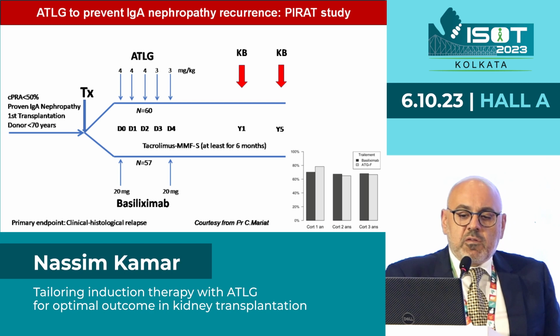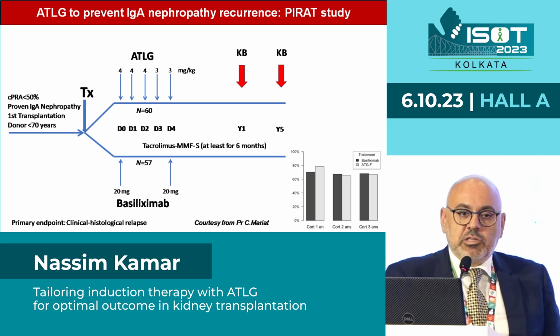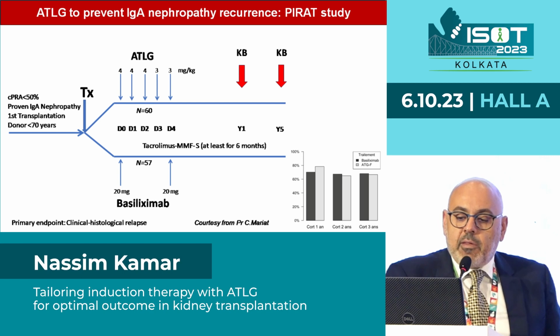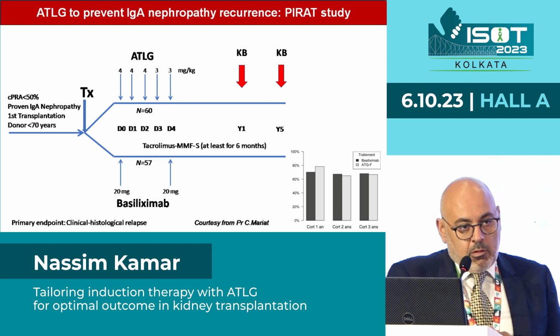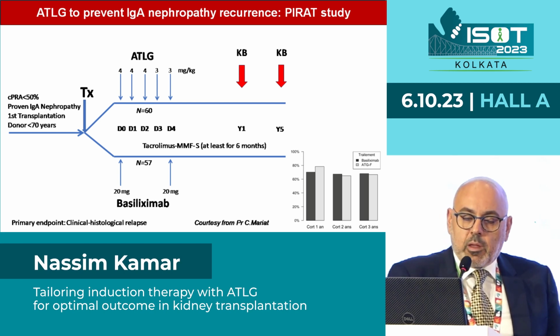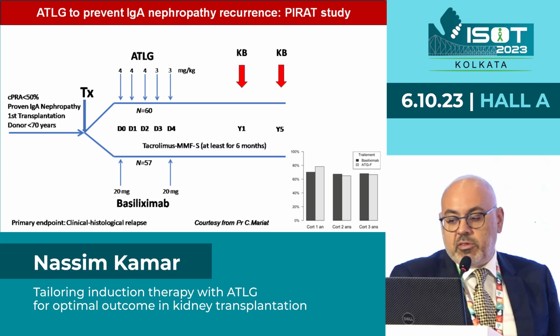We included in the study patients who have a biopsy-proven IgA nephropathy before transplantation, first transplantation, and all had a CPRA below 50%. And the patients were randomized either to receive ATLG or to receive basiliximab. And all patients were receiving tacrolimus, MPA, and steroids. And all patients had to have protocol biopsies at 1 year and 5 years to detect a recurrence of the IgA nephropathy.